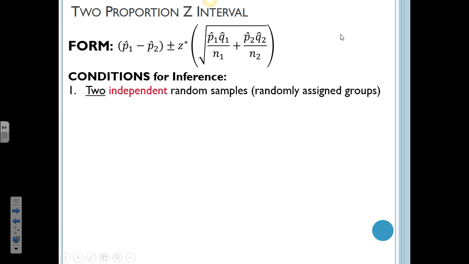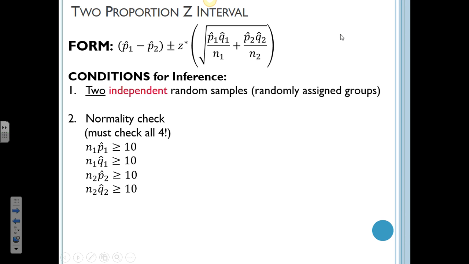I believe in your notes you talked about paired versus independence. So it's very important to be able to read and assess that. That's going to be where you get a little bit tricked up.